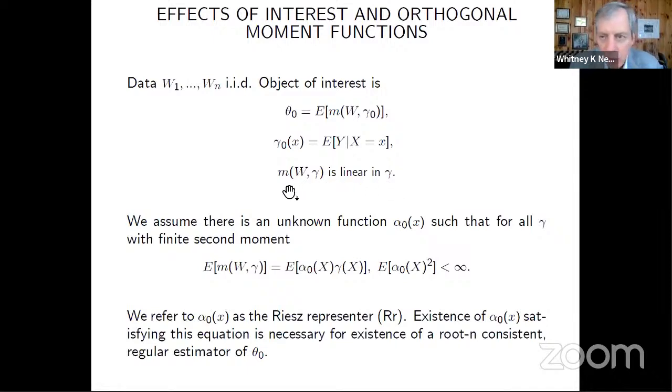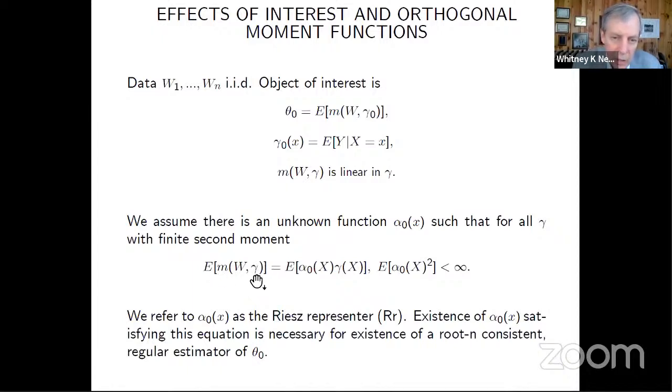Okay, so a key feature of this setup that we're going to impose and then exploit and use is that we're going to assume that there is an unknown function alpha naught of x, such that for all gamma with finite second moment, the expectation of M of W and gamma can be written as the expected outer product of this alpha naught with gamma. Okay?